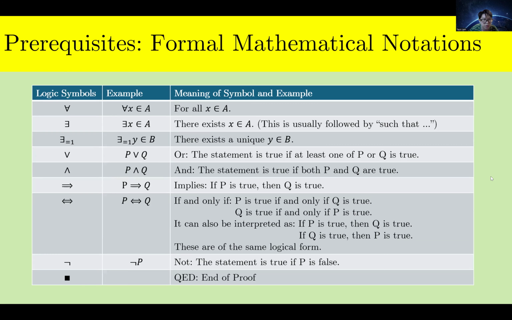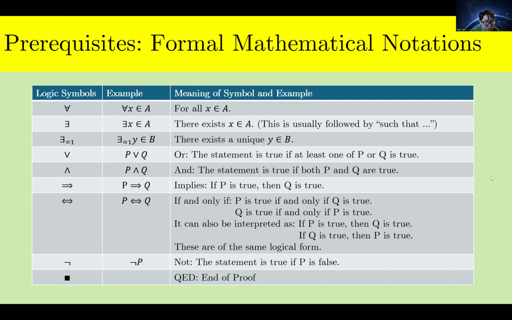You can also write that as IFF. Let me just write it down. It's also the same as IFF. So what this means is P is true if and only if Q is true. You can just say it the other way, so it's still the same logical form: Q is true if and only if P is true.